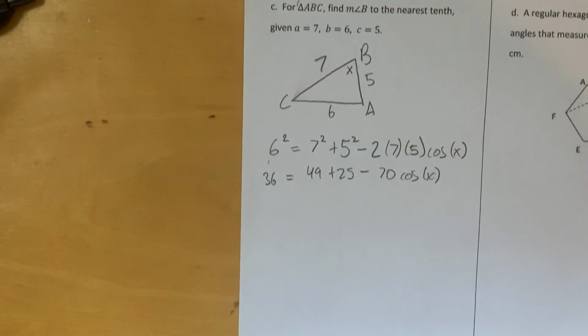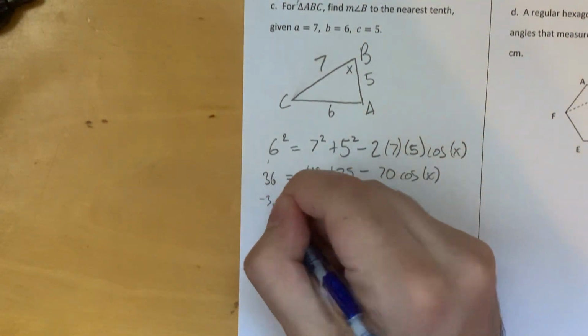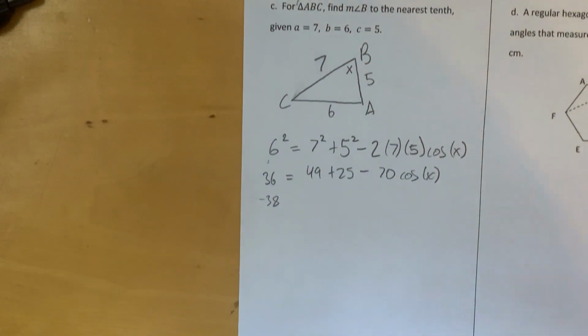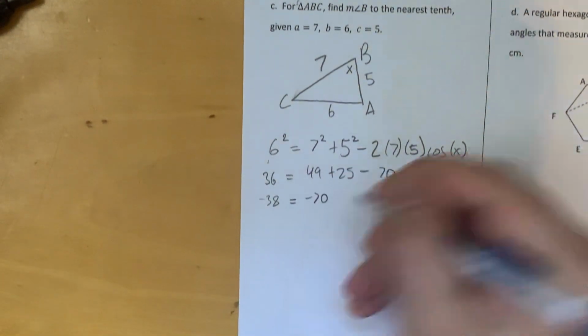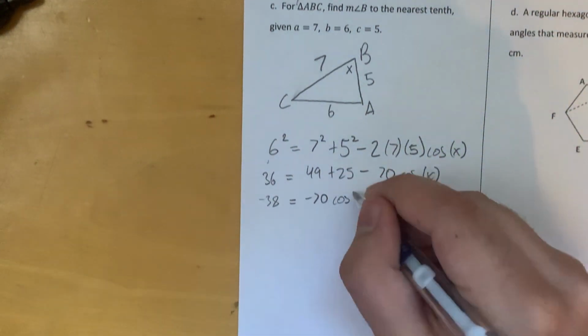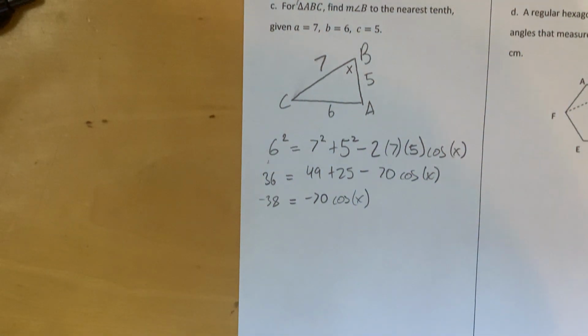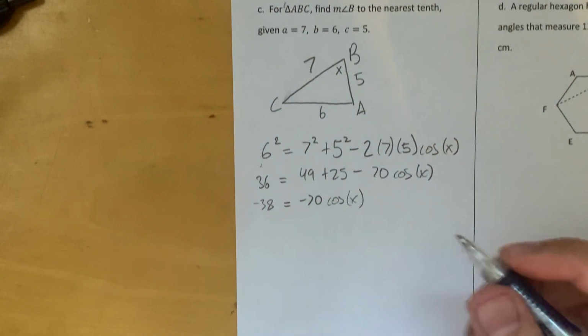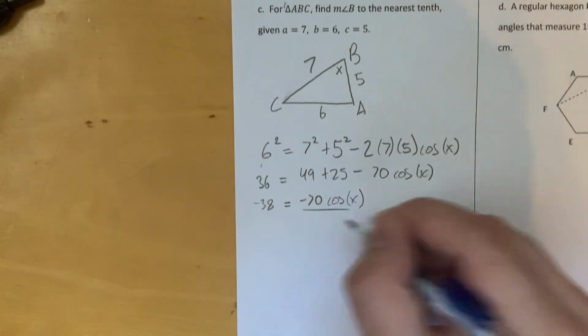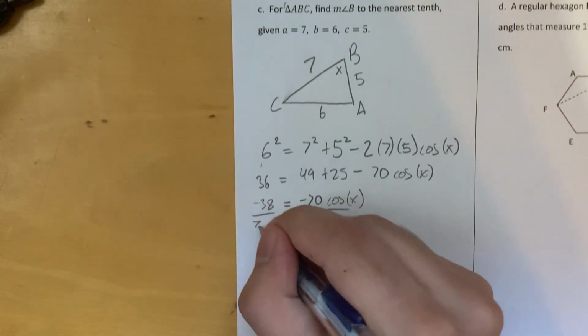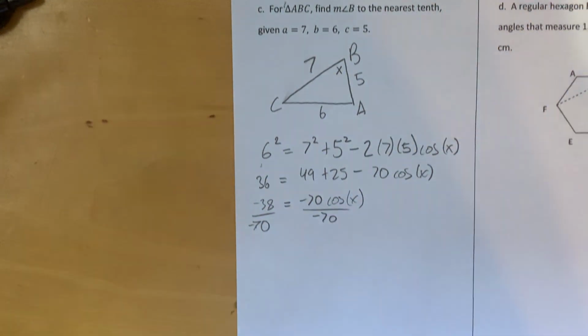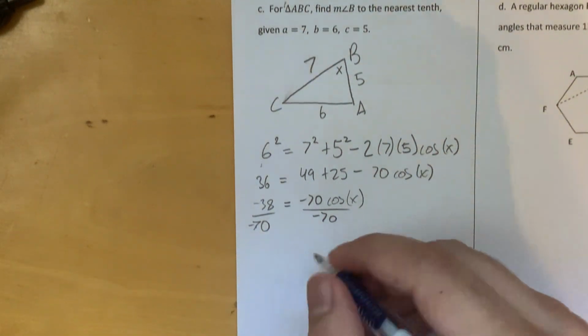36 minus 49 minus 25. And once again, you could do it any way you like. You could take whatever steps as long as you follow PEMDAS. You're good to go. You don't have to do it my way. I like my way. Divide both sides by negative 70. Eventually, we'll both be doing the steps, whichever way you took.